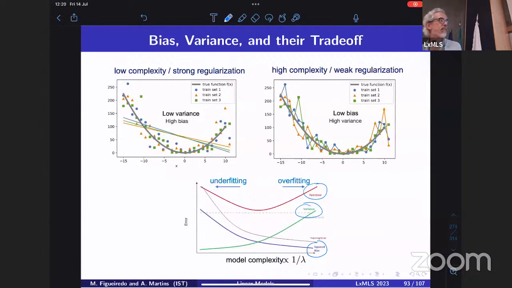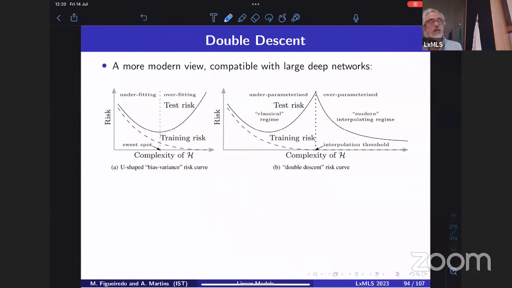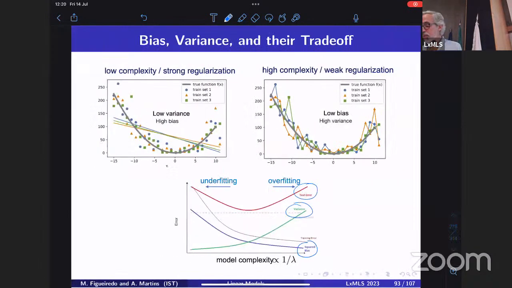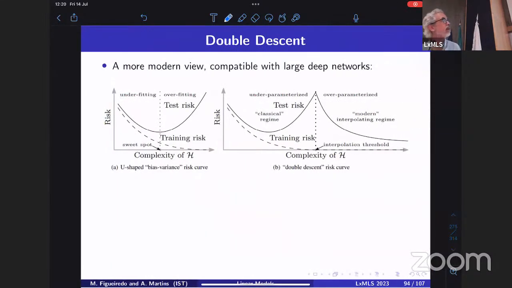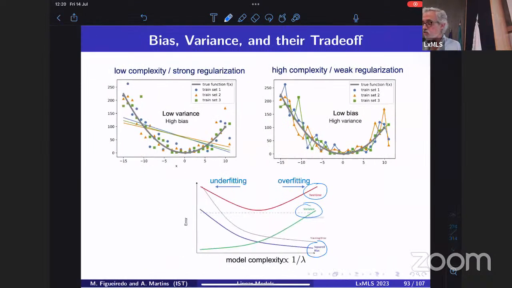But things are much more complicated than this. This picture does not explain why machine learning works these days with large models, with deep networks. So the modern view is this. On the left, you have the traditional view, which is complexity going up, training risk going down. Notice that the training loss, in this case, is zero.